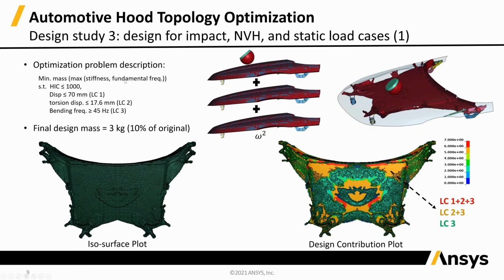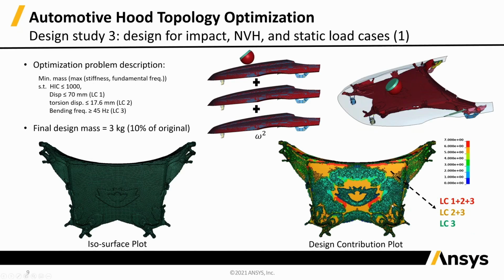Once again, we want the structure with the minimum mass. And the constraints are once again the HIC and the displacement, the penetration into the hood. And then from the other 2 load cases, we've got a torsional displacement constraint from the torsional static load case, and we've got the bending frequency constraint from the NVH load case. And if we design for that, we get the structure shown at the bottom.